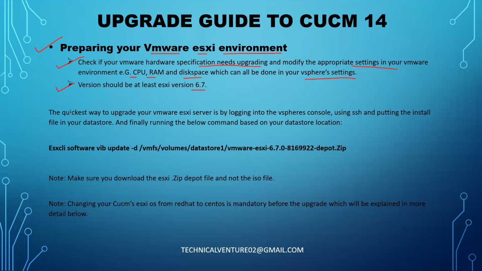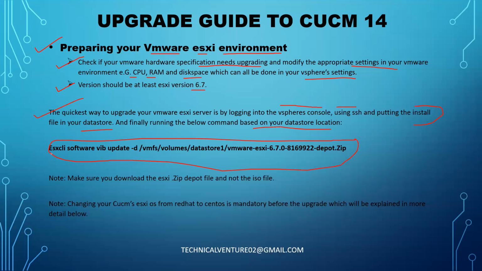If you want to upgrade your VMware ESXi server, the quickest way is by logging into the vSphere console using SSH. You can put the install file in your data store, and finally run the below command based on your data store location. This would be the command to upgrade the ESXi version to 6.7 if you have an earlier version.